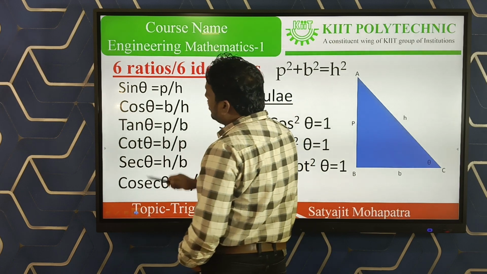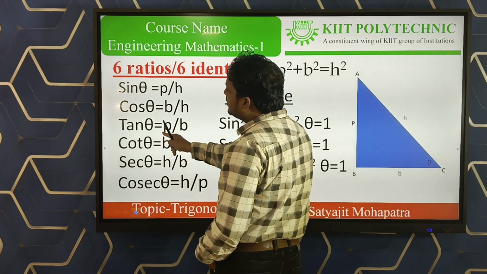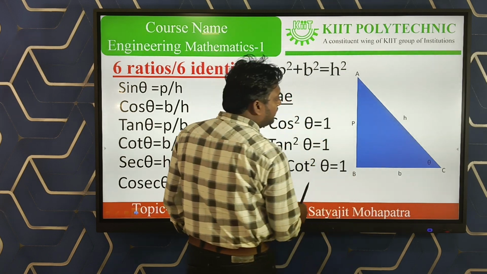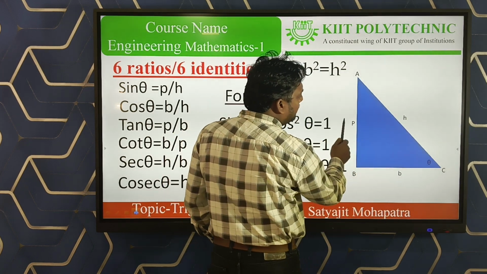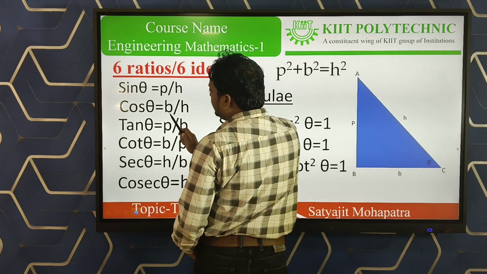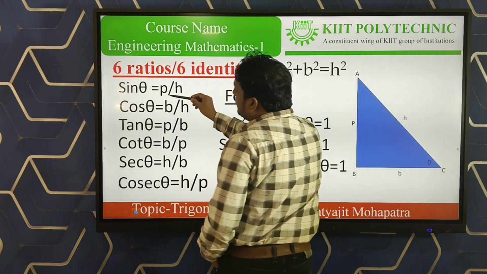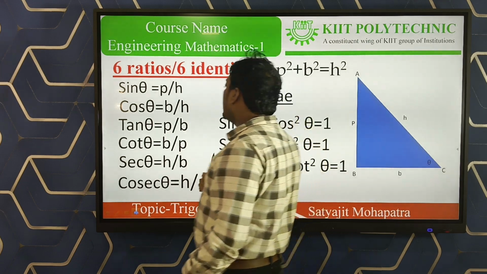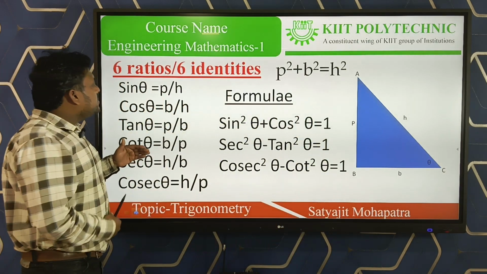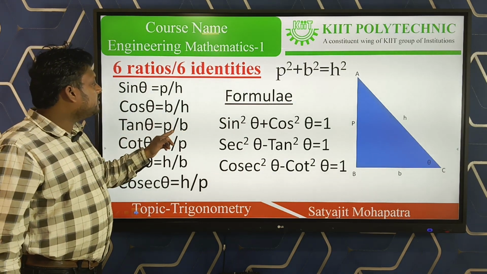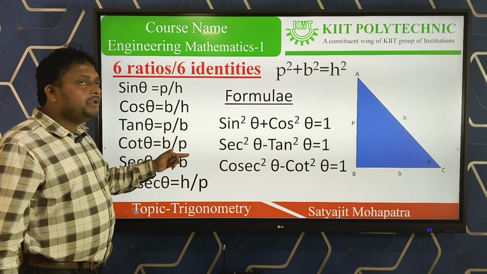Again, tan theta. All of you know tan theta equals P by B. How to get tan theta? Tan theta is sin theta by cos theta. The ratio of these two will be tan theta. Just divide these two, P by H whole divided by B by H will be P by B. Now come to cot theta. Cot theta is the reciprocal of tan theta. So if tan theta is P by B, take its reciprocal, it will be B by P.